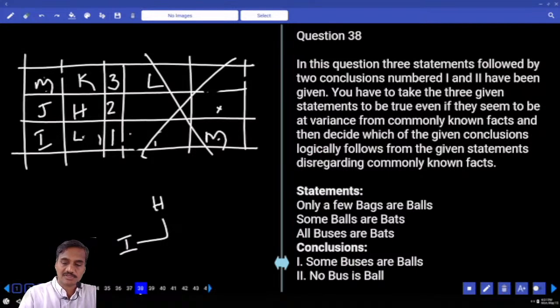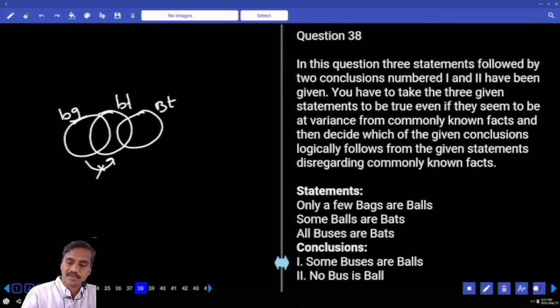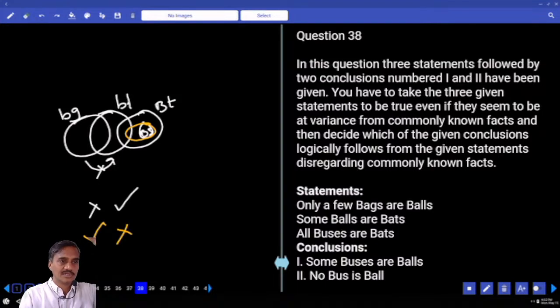Now in this 38th one, only some of the bags are balls but not all. And some balls are bad. These are the balls that are bad. And all these buses are bad. Now this entire bus is a part of that. Then some buses are balls. Bus is here, ball is here, no intersection between these. No bus is a ball is definitely true. Now to make this one false, I can write some buses are balls. Then by doing so, what happens? This will become true and this will be false. And so what is your answer? Either one or two, and that is given in the choice.